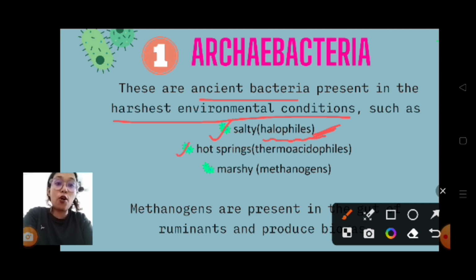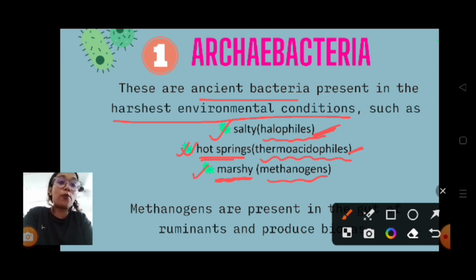Next, hot water springs. When they live in a hot water spring, they are called thermoacidophiles. These are different bacteria. And next, when the bacteria live in marshy land, marshy areas meaning waterlogged areas, they are called methanogens, methanogenic bacteria.